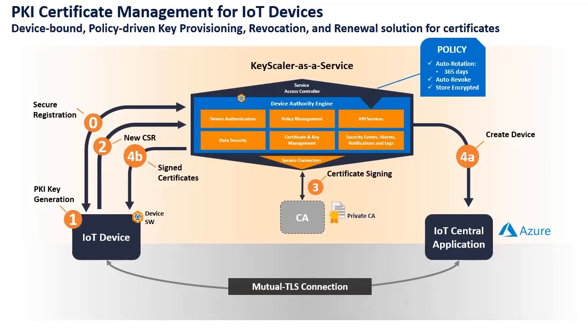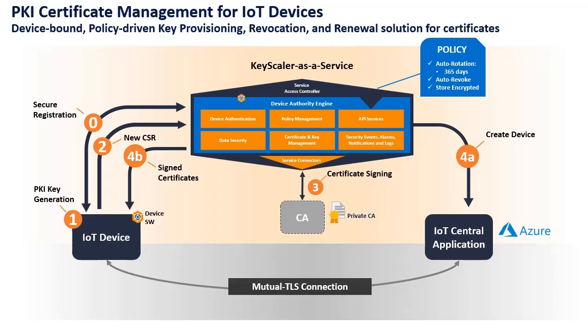So how do we fit into the Azure IoT Central role? Keyscaler already has a certificate provisioning and management solution. So what we can do then is extend that into the IoT Central application. And this diagram here takes you into the details of how that comes together. So step zero is the secure registration process, and that's really that initial device attestation and handshake between the device and Keyscaler to make sure that the device is authorized to be connected to the system.